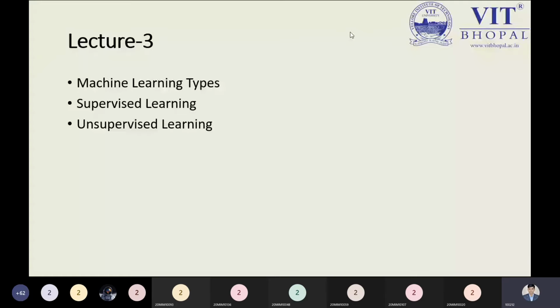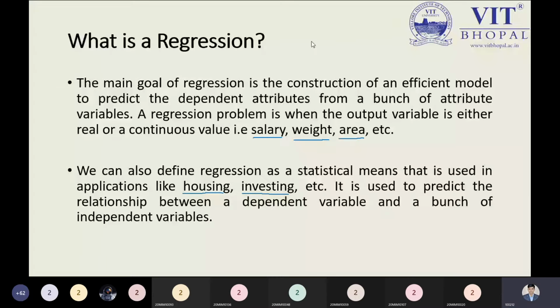Now this slide contains what is regression. As a fundamental, we know what regression is, but for revision purposes or for a quick idea, I can share my thoughts here. The purpose of regression is to provide an efficient model that is used to predict the dependent attribute. How is the prediction done? From a pool of independent variables, we can easily identify it.